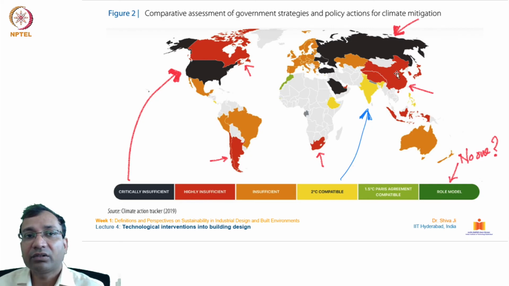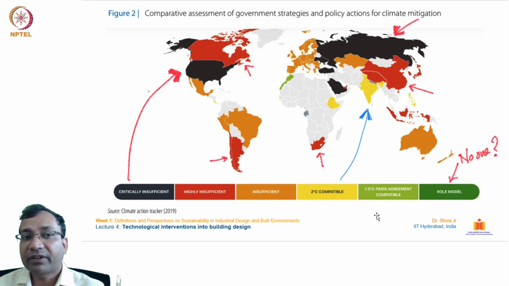So Canada, and China is one of the major polluters, and they are not even agreeing to enforce this controlled and sustainable growth and development model. Further, South Africa and Chile and Argentina over here. And insufficient, well, Brazil, Australia, and Mexico, and some more countries, and most of Europe falls under the insufficient category. And 2 degrees compatible in that range. Actually, India is one of the countries which falls in that category.